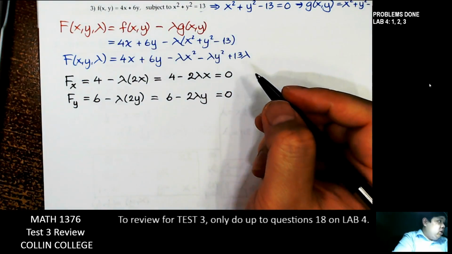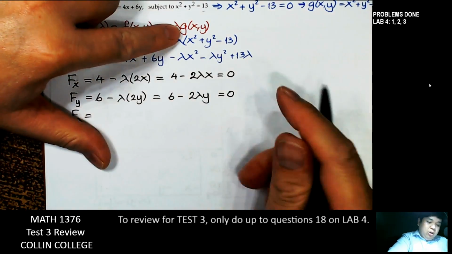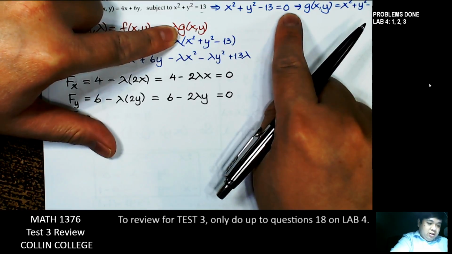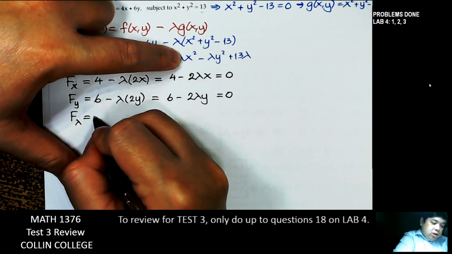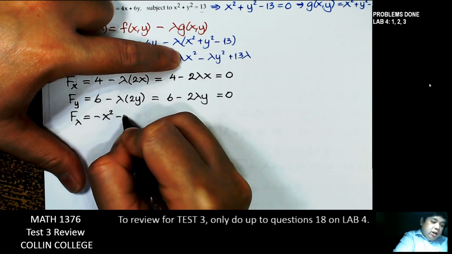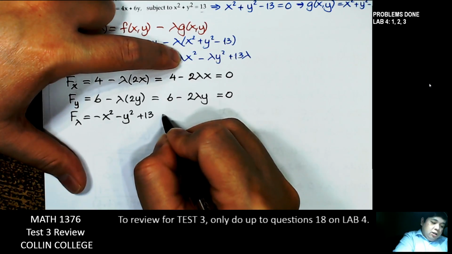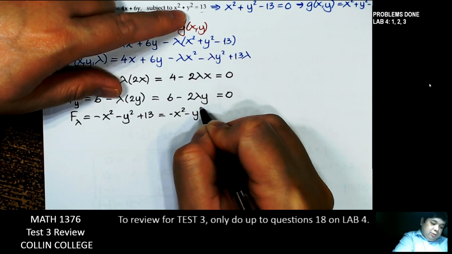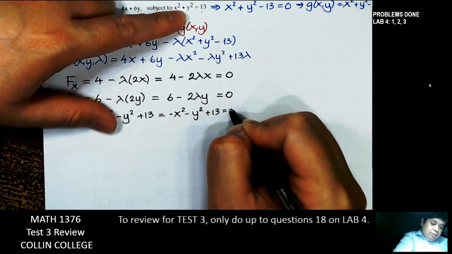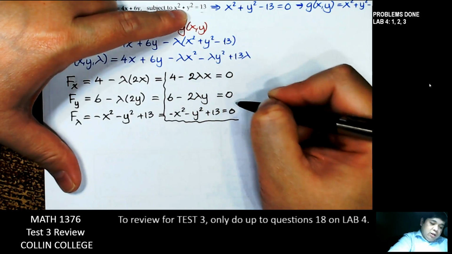That's the second equation. The third equation is with respect to lambda. Pretty much you can just copy this equation. The derivative of lambda is 1, so we have negative x squared, negative y squared, plus 13. And so we have those three equations.